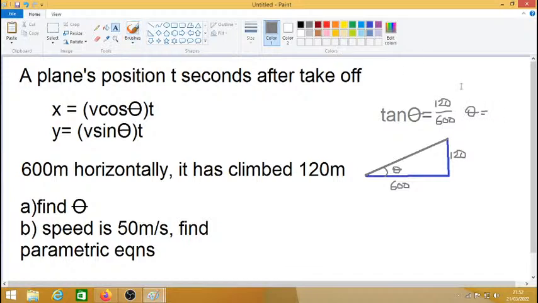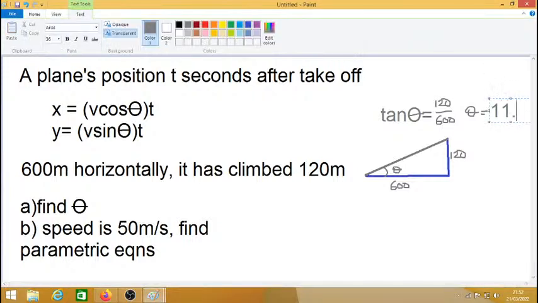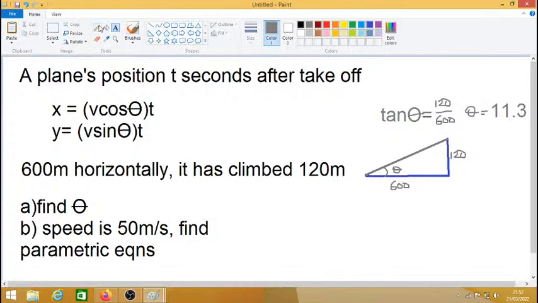Theta is equal to 11.3, and I've just rounded that to write that down, but you should be working with the full number, whatever it is on your calculator. So that theta is 11.3.